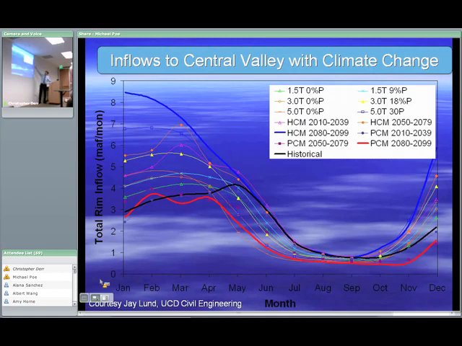You can see the top one on the left. That one means he's assumed a 1.5 degree change in temperature, no change in precipitation, and so on. He's got various scenarios, including increases in precipitation. And anyway, what you see is that we get more river flow in the winter. That's not good. That tends to increase flood risk. We can't really capture that water, which implies wasted water. We get less than historical river flow in late spring and summer, and that's bad because we're depending on that inflow to keep the reservoirs full. And so this has real implications for the water supply.